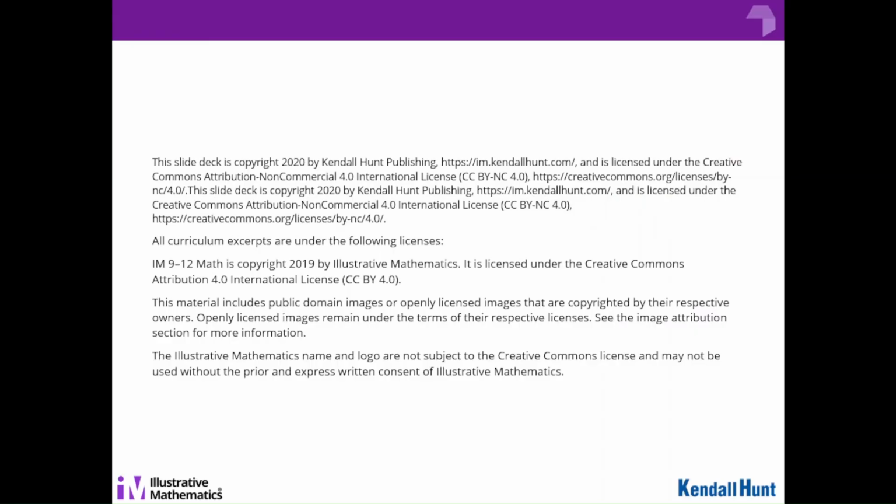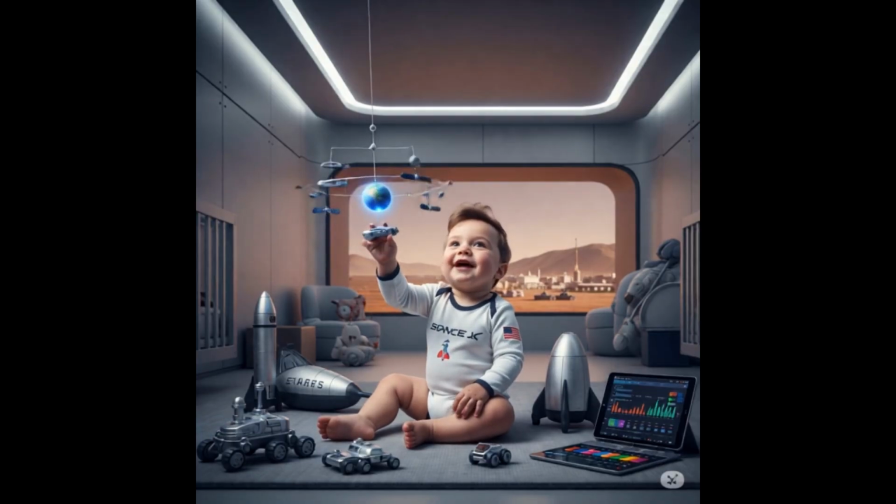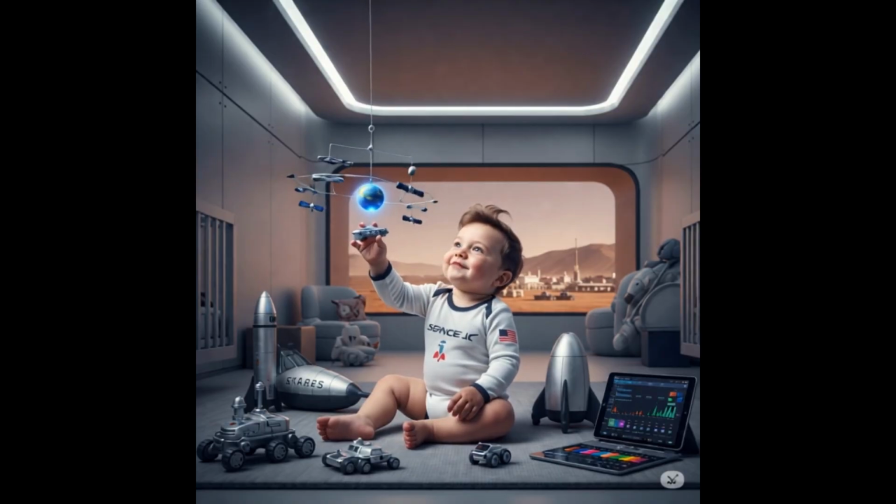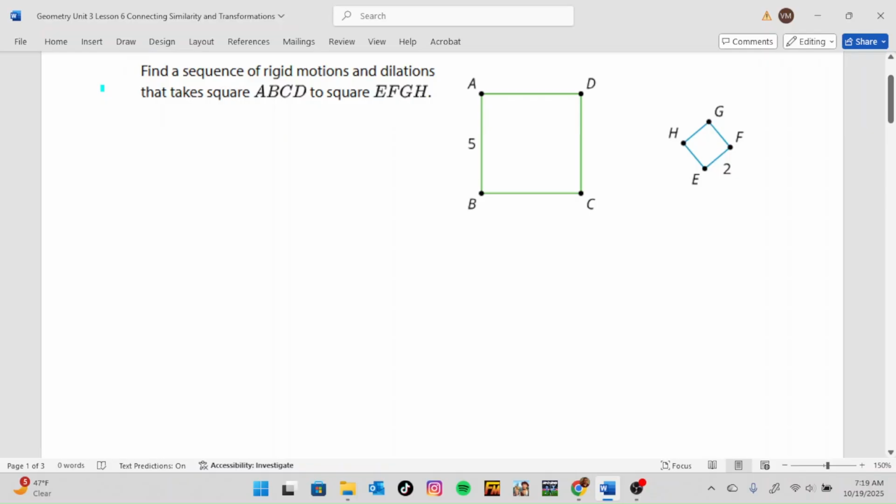Now that we're done with the introduction, let's take a look at practice problem number 1. We're going to solve this problem not because it's easy, but because we need to get to Mars.